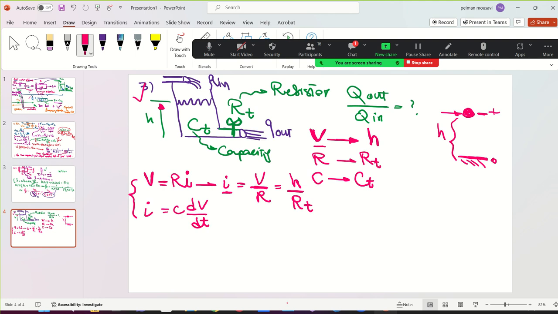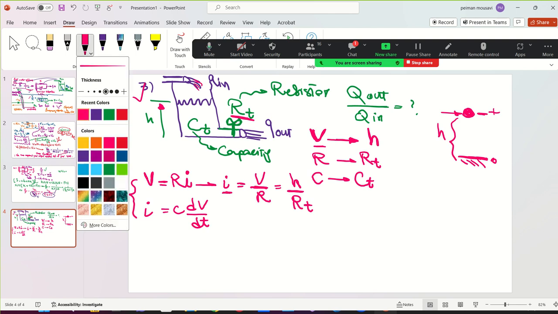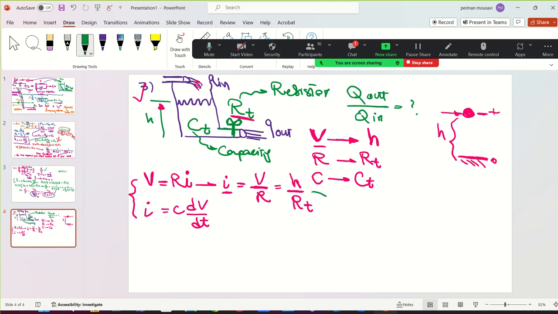Look at here, between RT. Exactly, flow. Which flow? Q in or Q out? You have RT here. This is the tank. What is affecting that? I wanted you to find the answer. Q in. That's right. Q in is equal to H over RT. We just found that from Ohm's law.